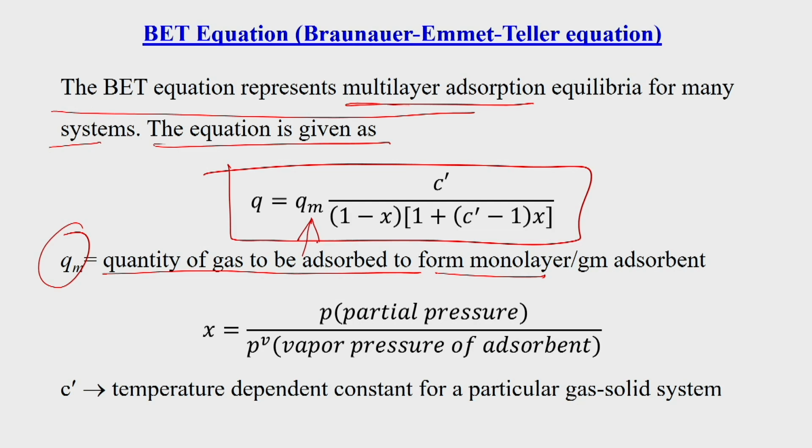Okay. And where this x actually is P by PV, that is, partial pressure by vapor pressure. So, this x is actually a fraction, and C prime is a temperature dependent constant for a particular gas solid system. Whenever we solve the problem, we will be discussing all this in detail.